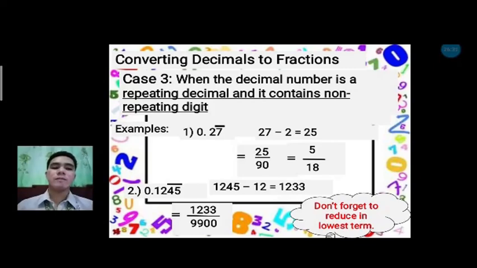Now, don't forget to reduce it to lowest terms. The common factor will be 9. We divide 1233 by 9, that is 137, then 990 divided by 9 is 110. Therefore, the fraction form of 0.12454545 and so on is 137 over 1100.